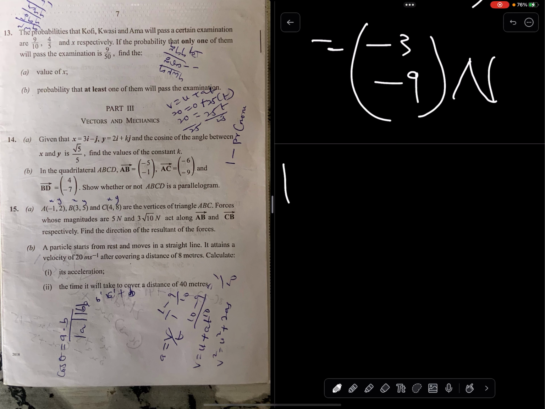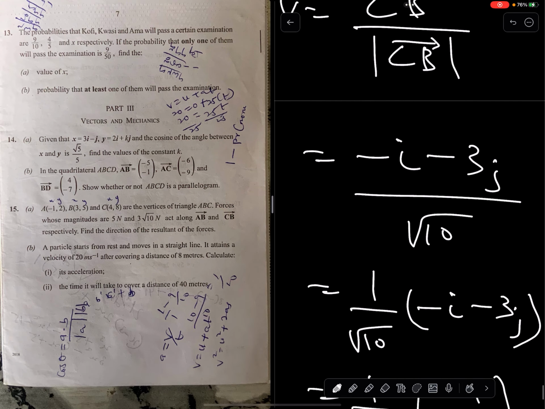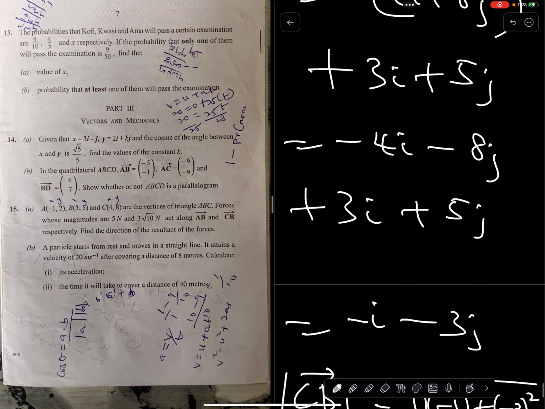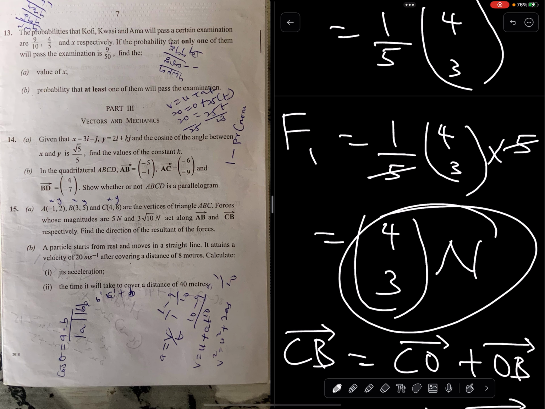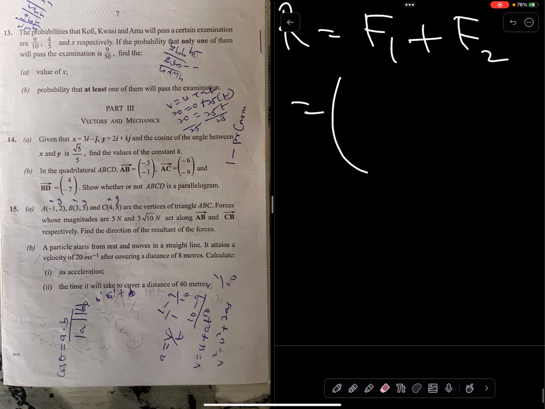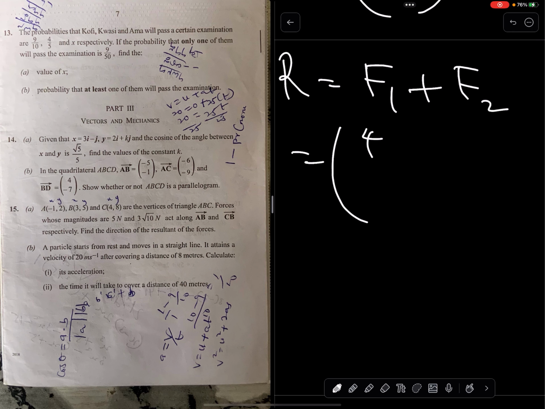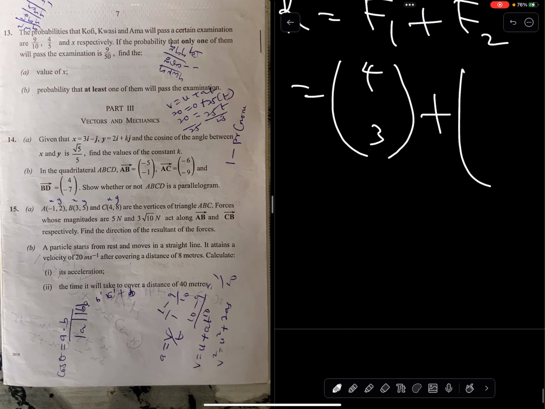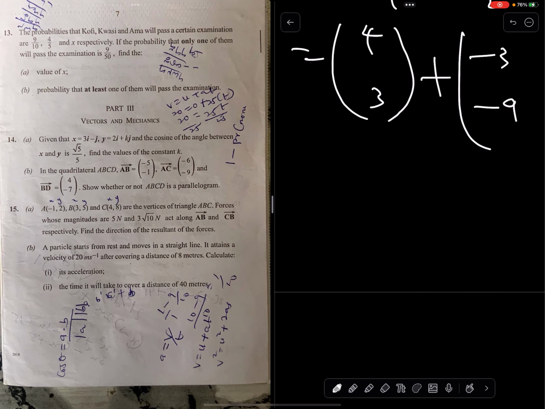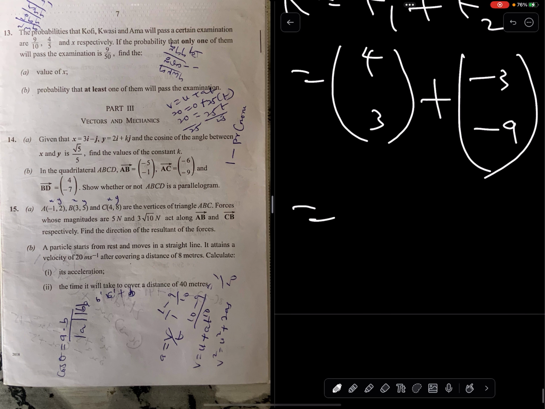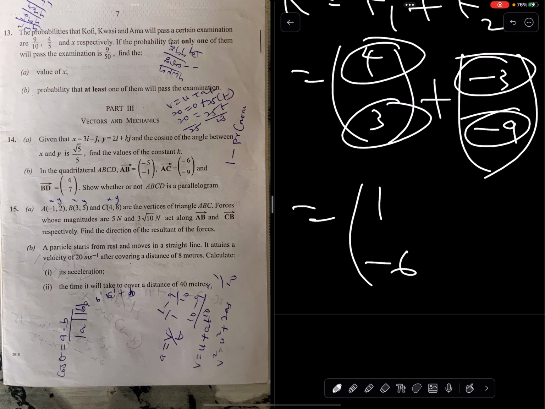Now, let R be the resultant of the two forces. R equals F1 plus F2, which is equal to, what's F1? This is F1, (4, 3), plus, what is F2? This is F2, (minus 3, minus 9). And that's the same as, of course, 4 minus 3, that's 1, and 3 minus 9, that's minus 6.